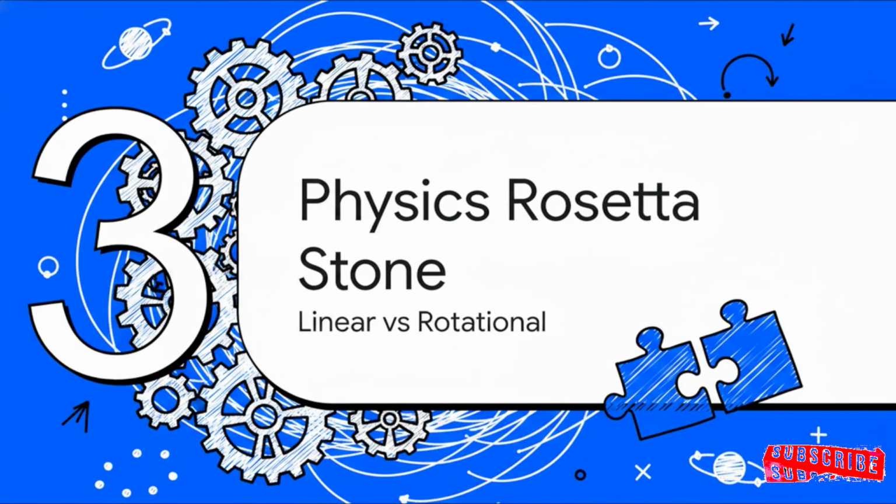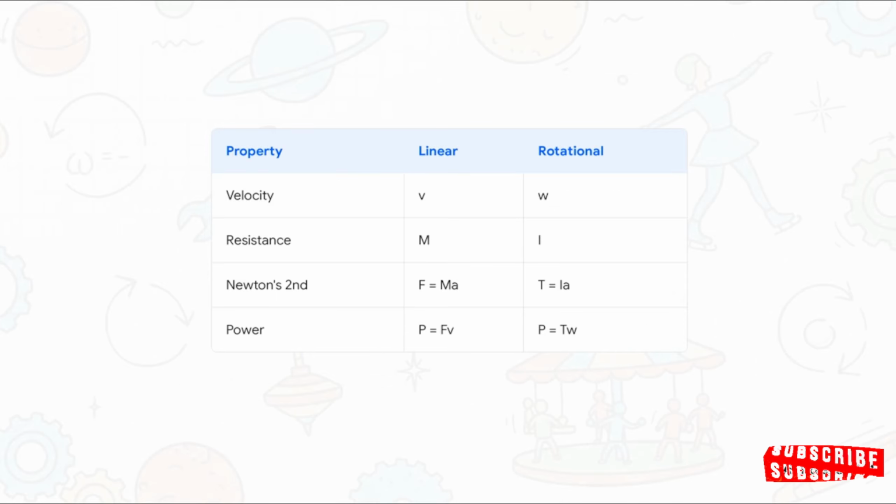All right, section 3, the physics Rosetta Stone. We've officially arrived at the grand secret of the universe, and this is exactly where all the puzzle pieces finally lock together. You're definitely going to want to save these next concepts for your study guide, because we call this the Rosetta Stone of mechanics. Basically, every single concept you know from the linear universe has a perfect rotational twin.